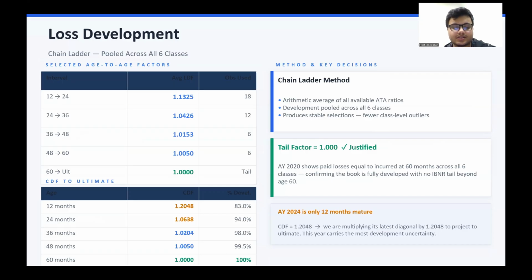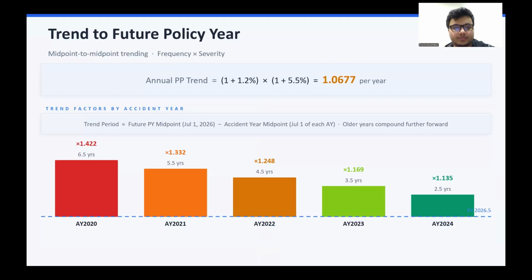I justify this because accident year 2020 shows paid losses equal to the incurred at 60 months across every class, confirming no development beyond age 60. The cumulative development factor at 12 months is around 1.2048, meaning accident year 2024 is currently about 83% developed and needs the most projection to reach ultimate.